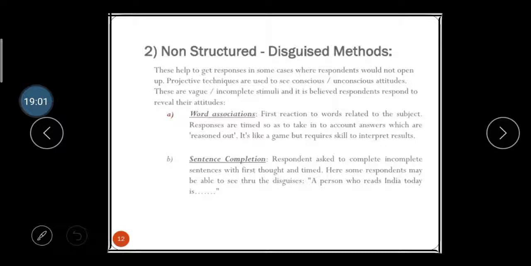Second one is sentence completion. The respondent is asked to complete the incomplete sentence with the first thought, within a time limit.